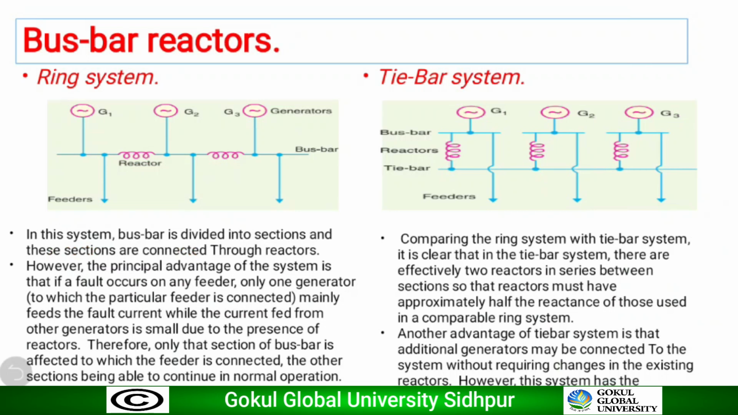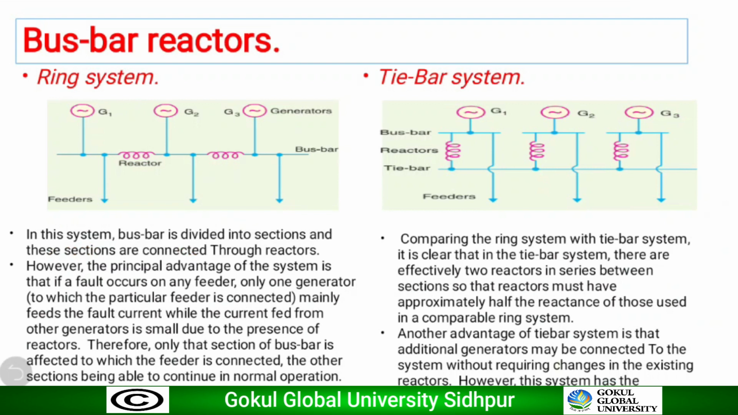Next, the busbar reactor. The busbar reactor is divided into two systems: one is the ring system and the second is the tie bar system. In the ring system, the busbar is divided into two sections, and these sections are connected through a reactor. Generally, one feeder is fed from one generator only. Under normal operating conditions, each generator will supply its own section of the load and very little power will be fed by the other generator. This results in low power loss and voltage drop in the reactor.